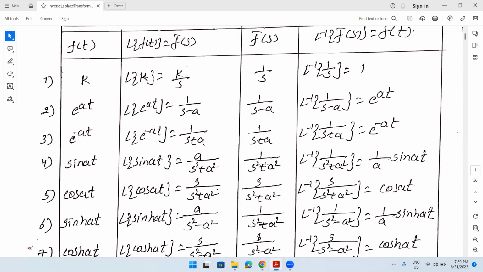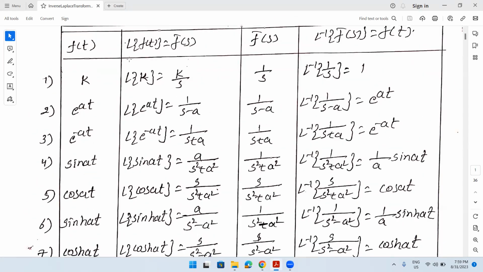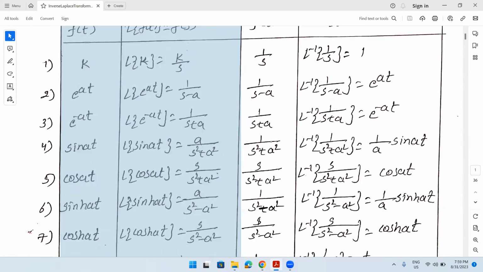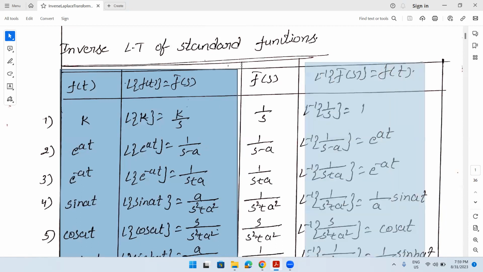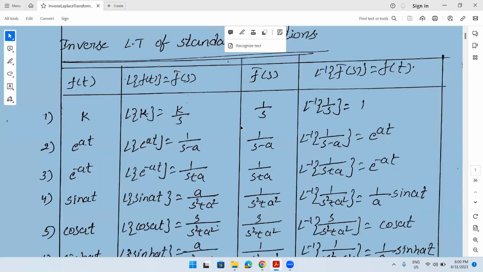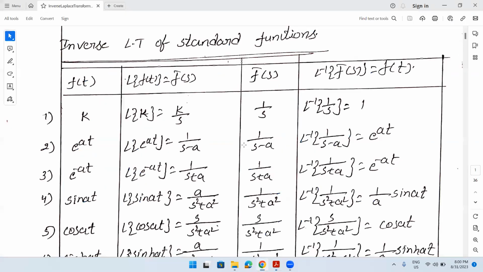Let us see the formulae of the inverse Laplace transform. On the left hand side we shall see the Laplace transform formulae, and on the right hand side we shall see the inverse Laplace formulae. Same as derivatives and integrations are reverse, the Laplace transform and inverse Laplace transform are also reverse. That is, the derivative of sin theta is cos theta, whereas the integration of cos theta is sin theta. So Laplace transform and inverse Laplace formulae are reverse.